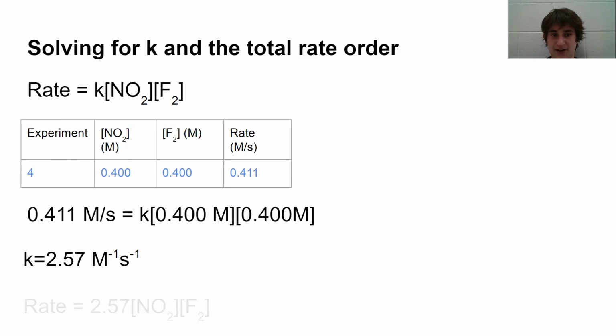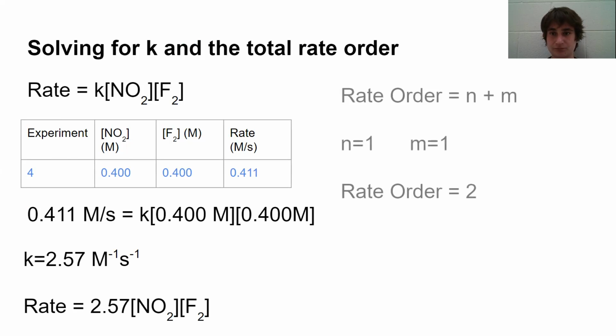All right, and so then our final rate law is going to look like rate equals 2.57 times NO2 times F2. Now let's solve for the order of the reaction, which is just N plus M. We're going to get N equals 1, M equals 1, so our reaction order equals 2. And that is good because that matches with the units that we found for K.